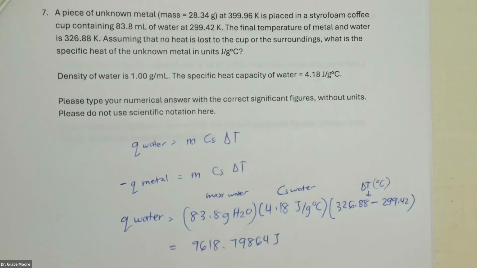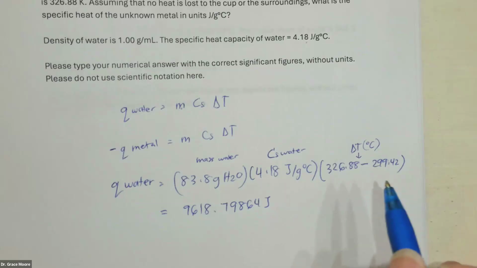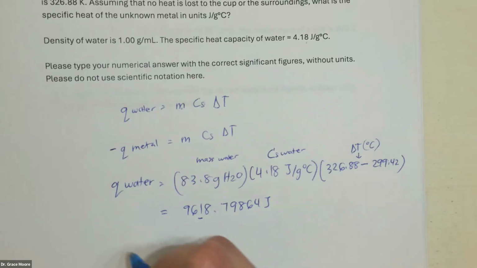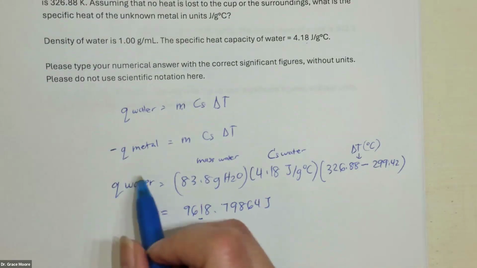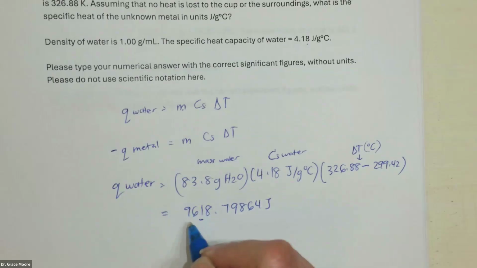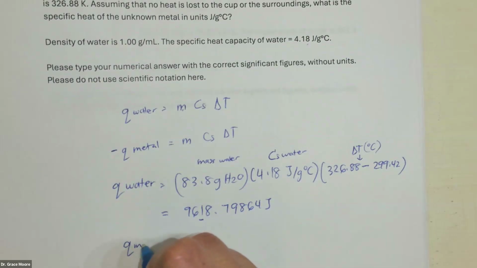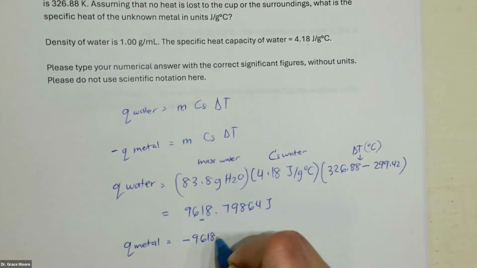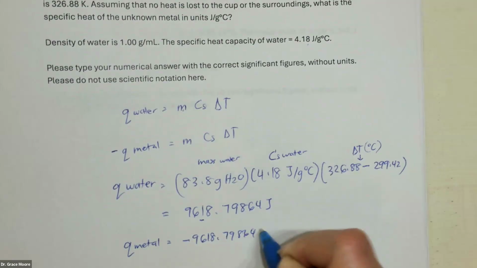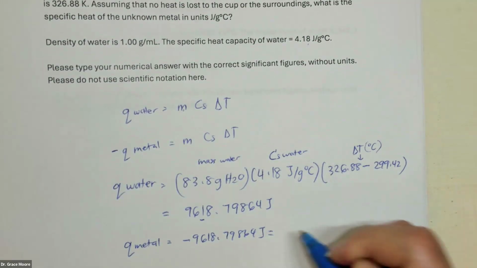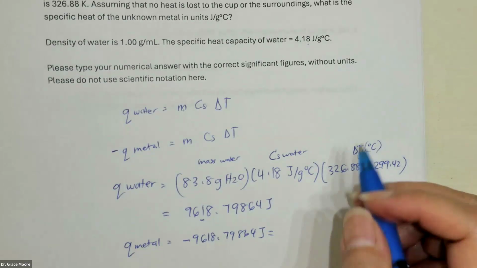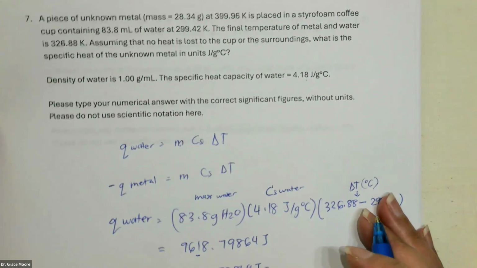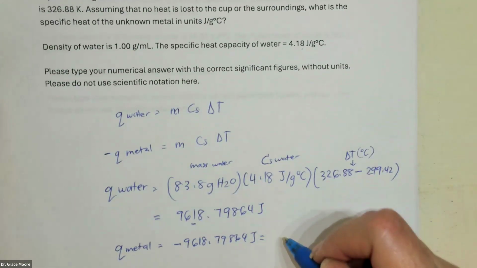You can just keep it on your calculator and then put a negative sign on it. In fact, we're only at 3 sig figs. But let's switch the sign and say, okay, well, Q metal is the opposite sign. So water is positive, Q metal must be negative. Negative 9618.79864. Just a long number. That equals the mass of the metal, which is given as 28.34. So I'll write it down.